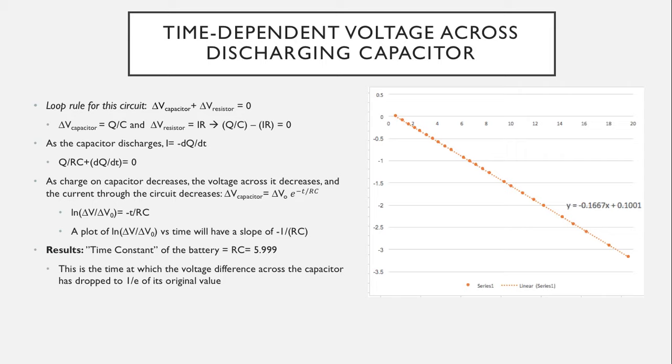And so using these measurements of potential difference across the capacitor at various times, we can plot the natural log of the potential difference at a time over the potential difference at time 0 versus time, and the slope of this graph will have a value of -1 over RC, and here RC is considered the time constant of the battery, and that means that this is the time at which the voltage difference across the capacitor is 1 over e of its original value, and I calculated that to be roughly 6.